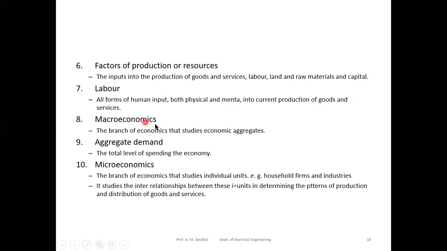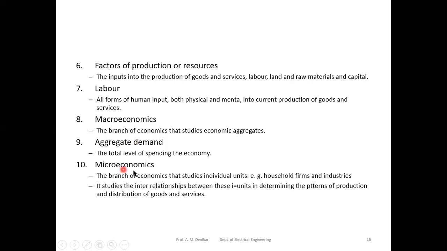Next one is macroeconomics, the branch of economics that studies economic aggregates on a larger scale. Aggregate demand is the total level of spending in the economy. The economy is basically based on two terms. One is demand and one is supply.